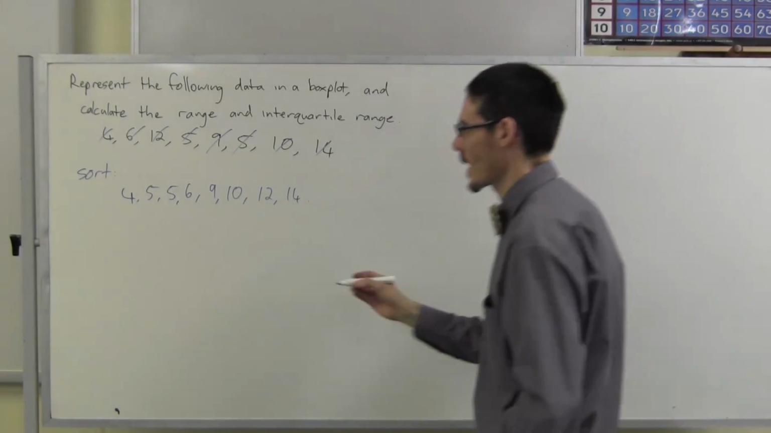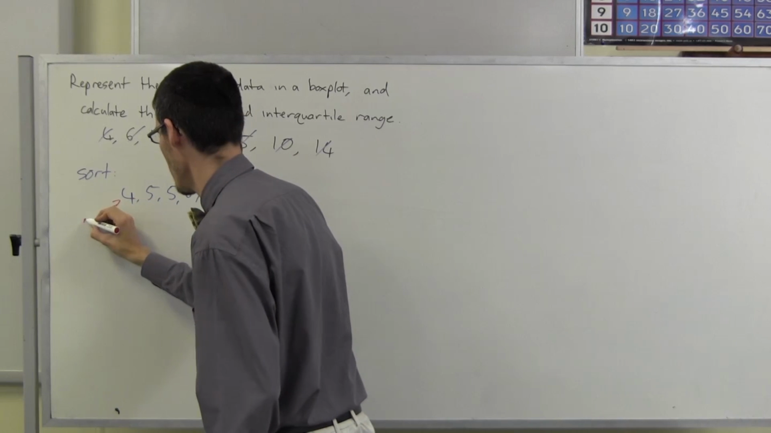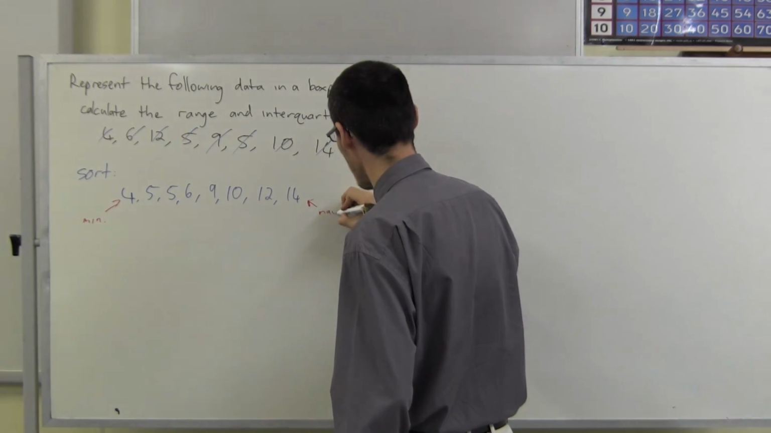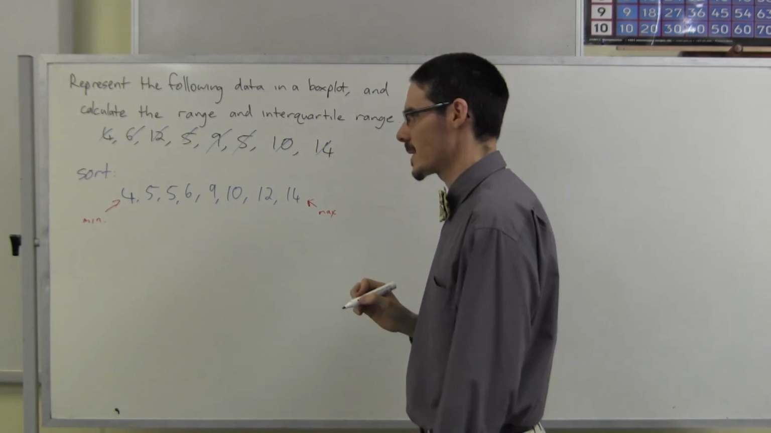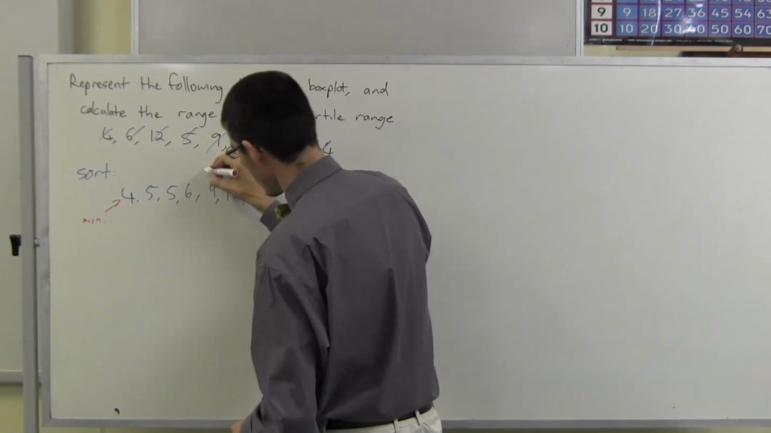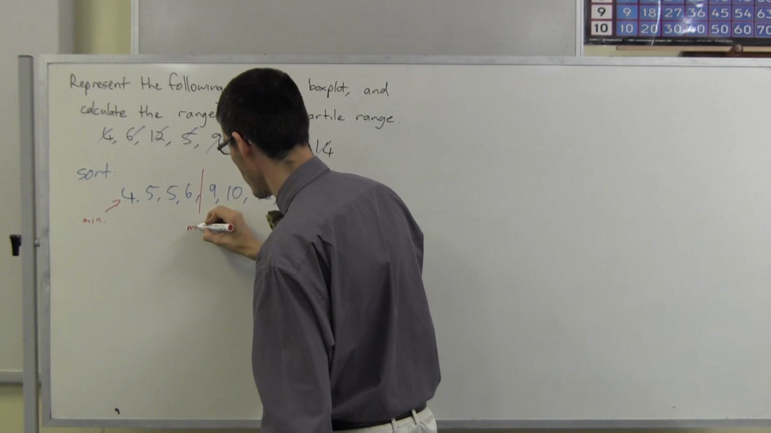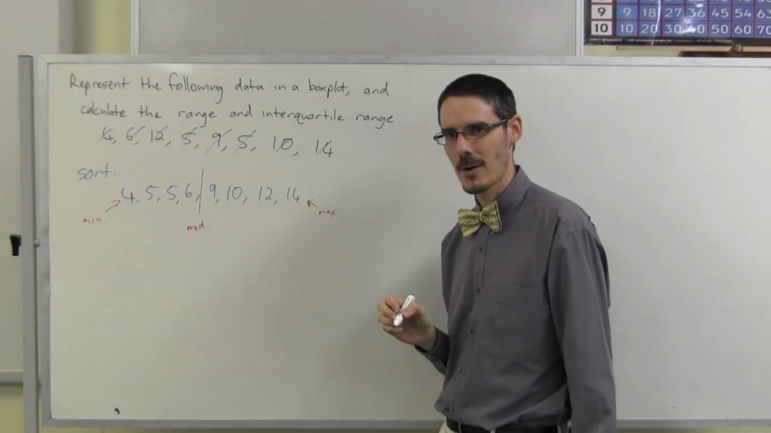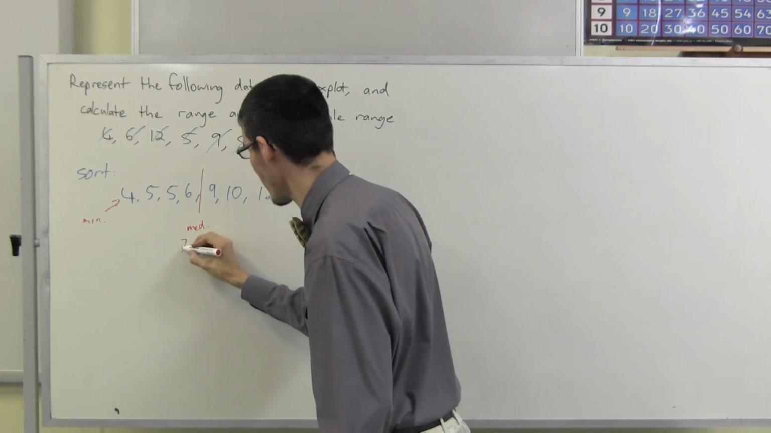Well, we can do the minimum and the maximum too because they're easy. That's my minimum. That's my maximum. The median is in the centre, which puts it halfway here. The median is halfway between 6 and 9, which makes it 7.5.